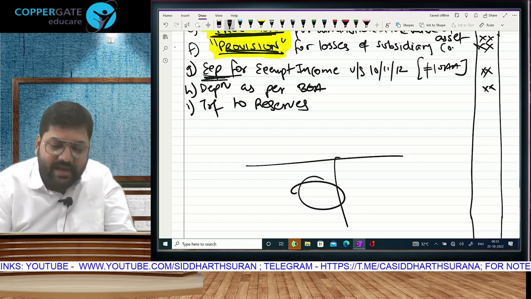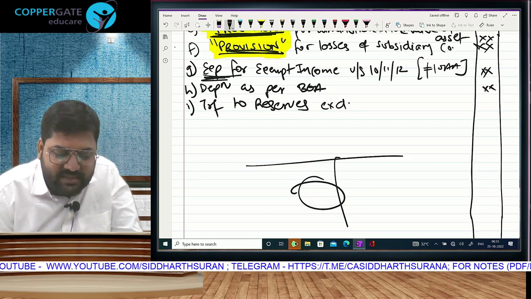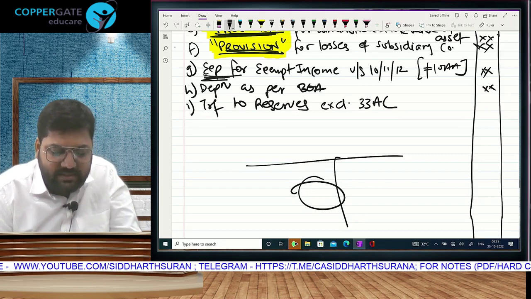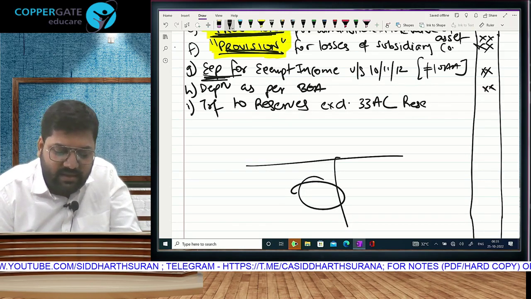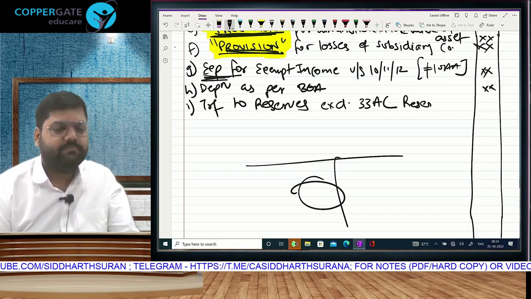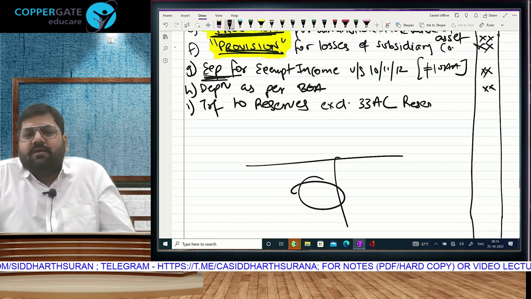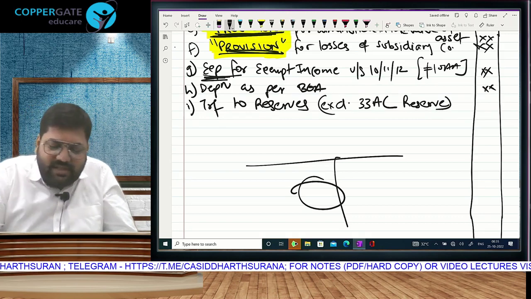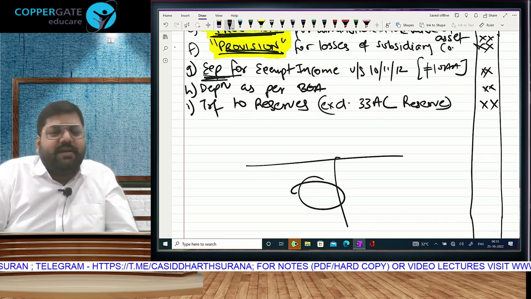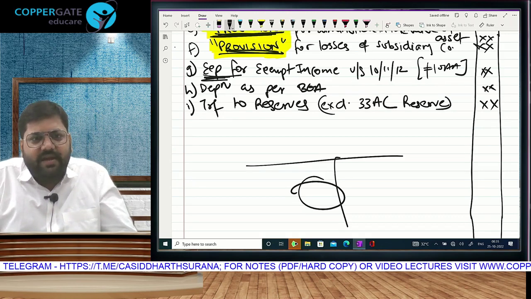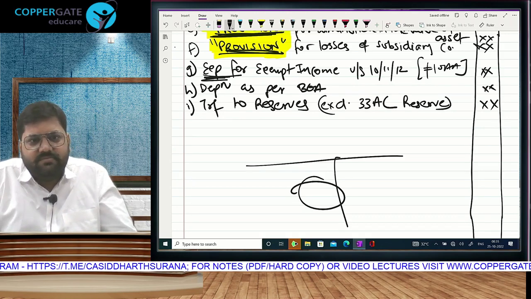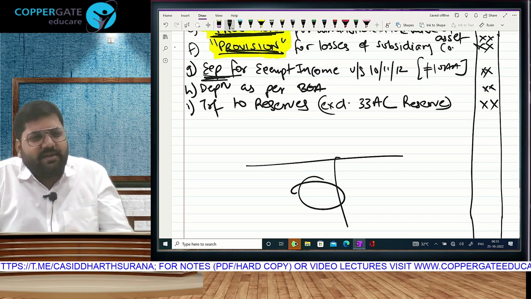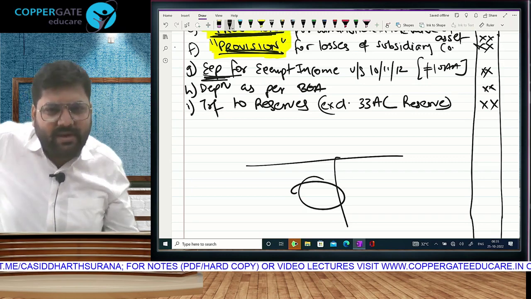Add back. Excluding, there is a reserve created under section 33AC. That you don't have to add. Write this 33AC if you are writing. Write it and ignore it like Modi ignores Kejriwal. Write it and ignore it. It is irrelevant. But 1 minute ka time leke, for your knowledge I am telling you.